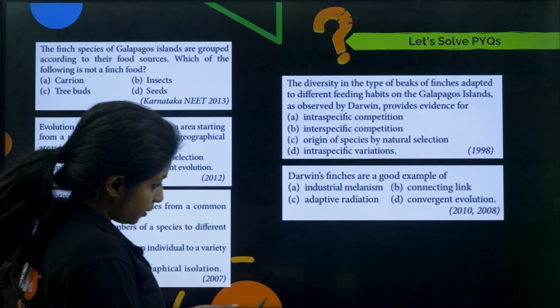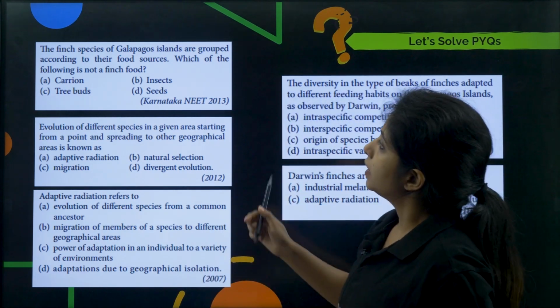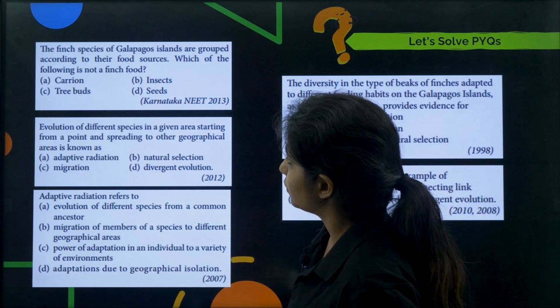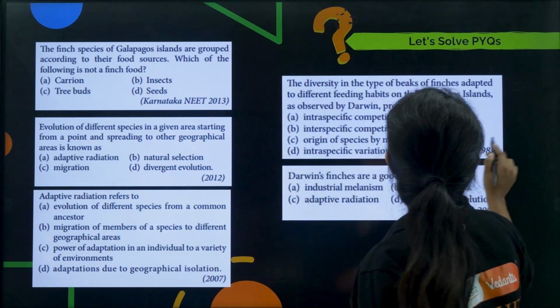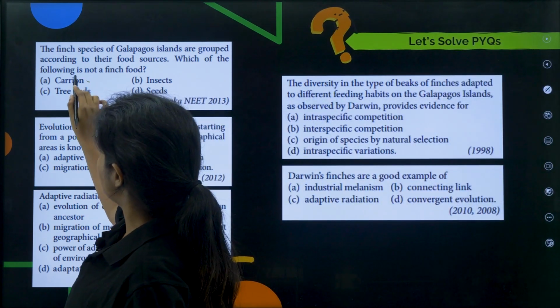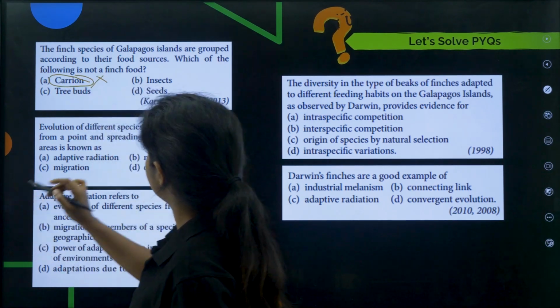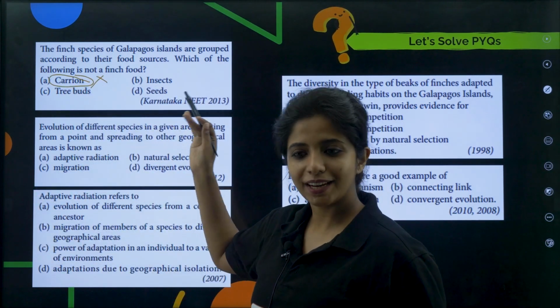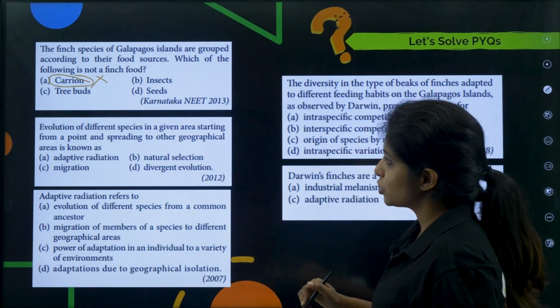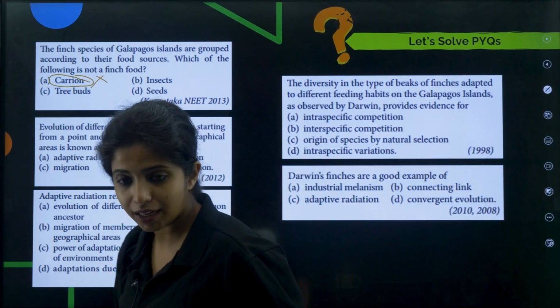So, the first question that we have is: the finch species of Galapagos Islands are grouped according to their food sources. Okay, we know that. Which of the following is not a finch food? Children, finches do not eat dead bodies. So, this is the answer. Insects, tree buds, seeds, everything they eat. This came in NEET 2013. Second question, let's see who all got it correct. Do let me know if you're getting it correct, okay?